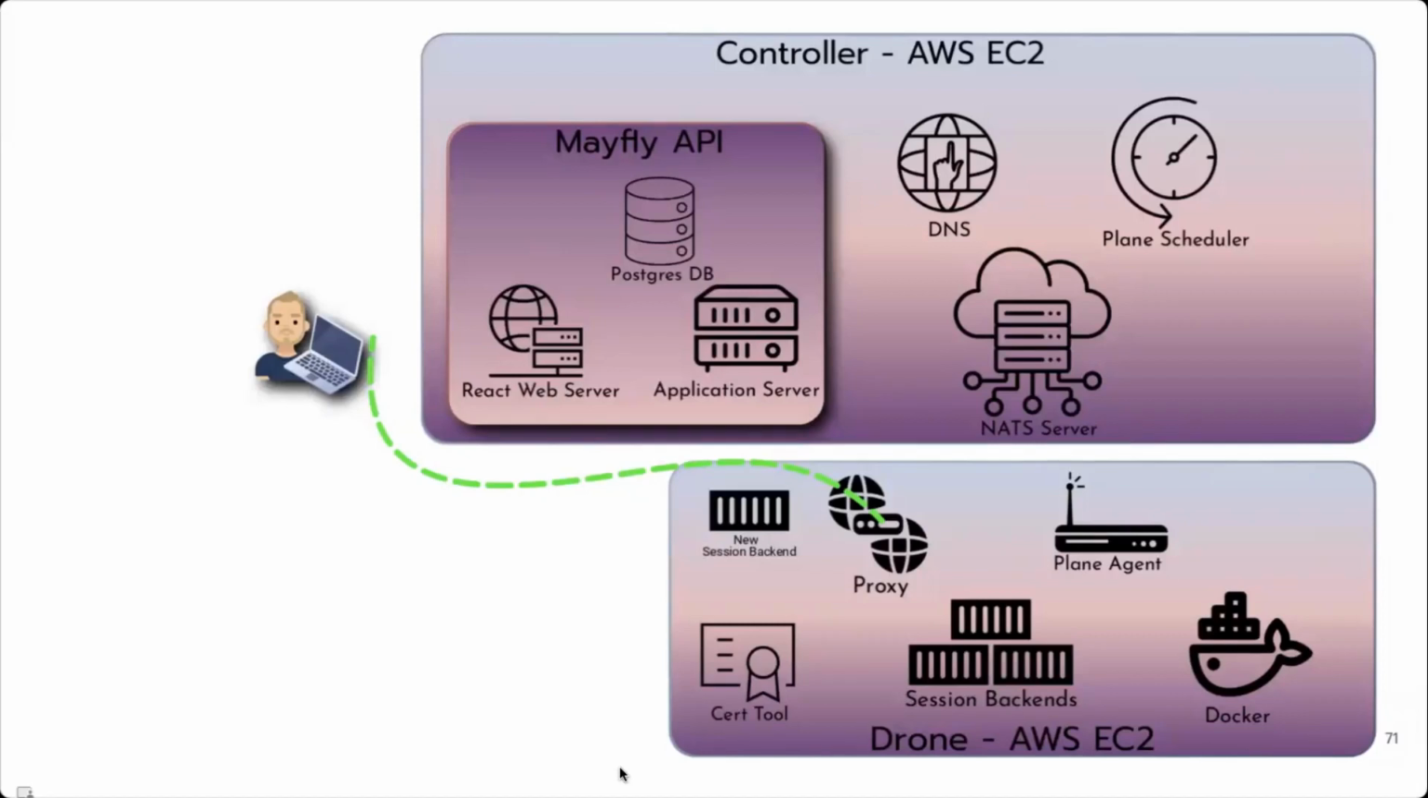The drone proxy receives the request and uses a built-in certification tool to confirm the HTTPS certifications of the request, ensuring a secure connection. Finally, once the connection has been validated, the user is connected to the new session backend via the proxy.